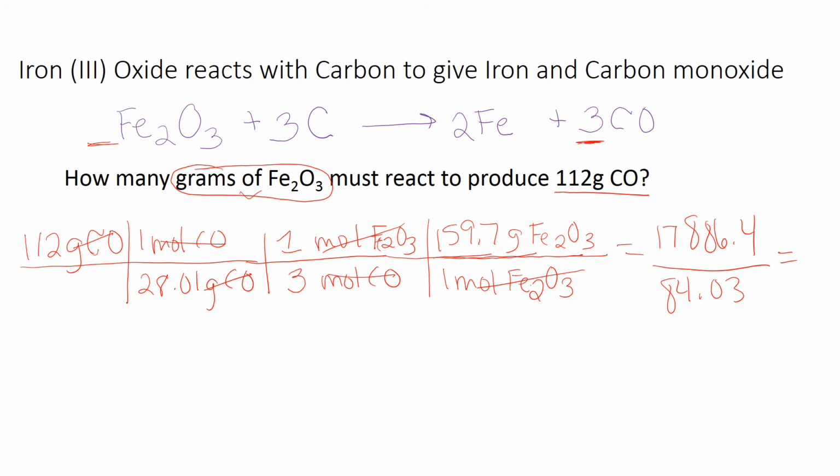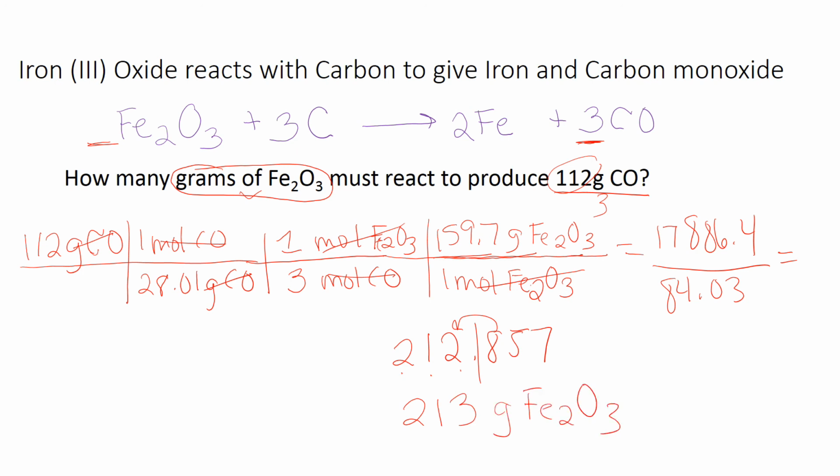Divide top by bottom, and you get 212.857. And I need to go back and check how many sig figs are in my given. I have 3 sig figs, so 1, 2, 3, draw the line. The 8 tells us to round up. My final answer is 213 grams of iron 3 oxide are needed to react to produce 112 grams of carbon monoxide.